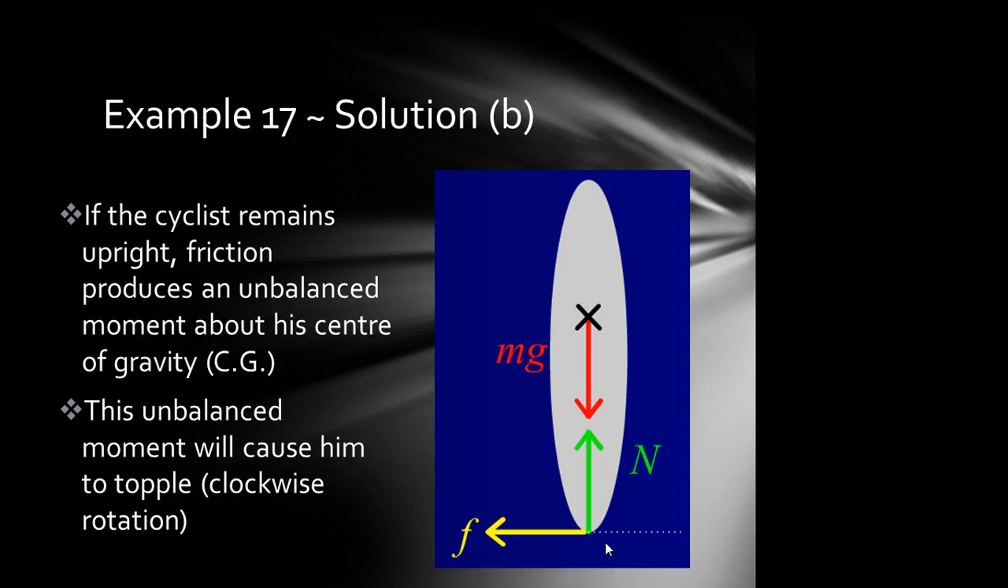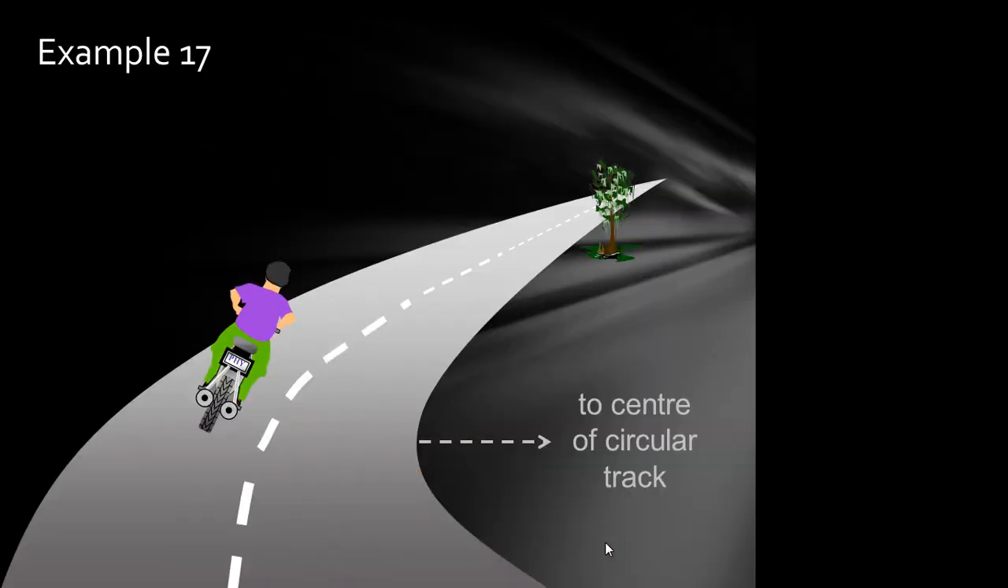Okay, so banking must somehow be the solution, but not this time the road banking, but the cyclist bending inwards. So let's set the diagram up again. Now the normal force and the weight no longer act directly through the same line of action. They are displaced by a small distance because the tires feel the normal force, but the weight acts through the CG. And the friction also of course acts on the tires.